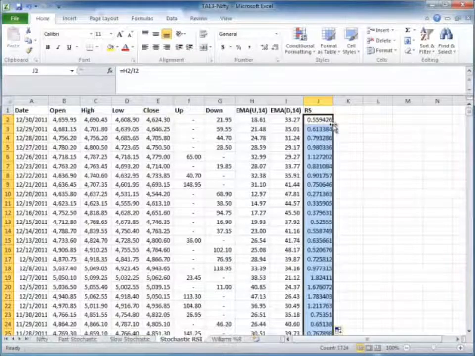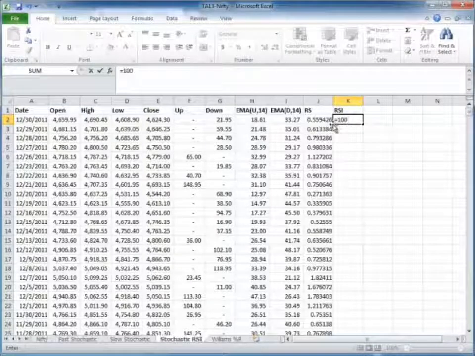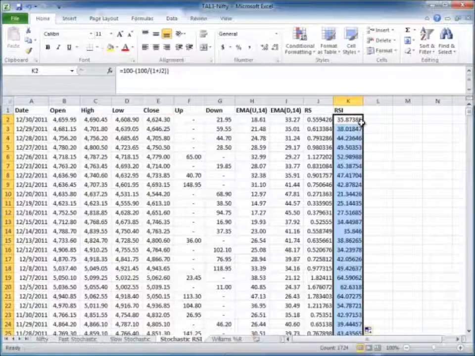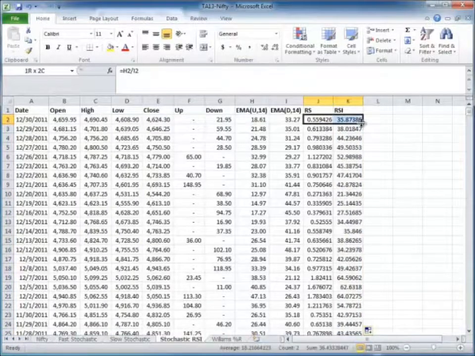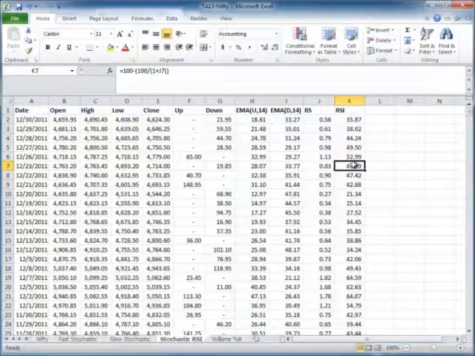Alright. And the final step is to calculate the RSI itself, which is going to be equal to 100 minus 100 divided by 1 plus RS, which is that. And this is my RSI indicator. Okay? Again, this we did last time. It took a little while, but that's okay.